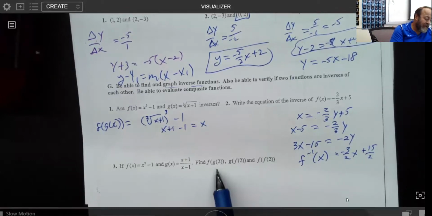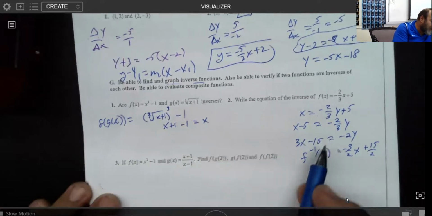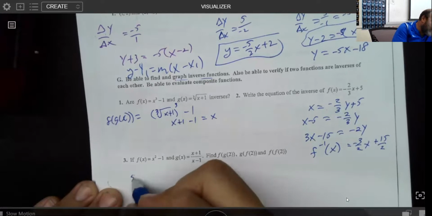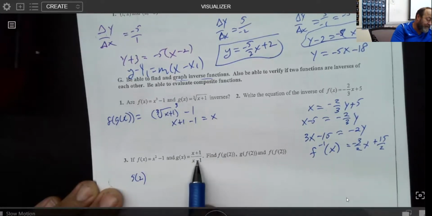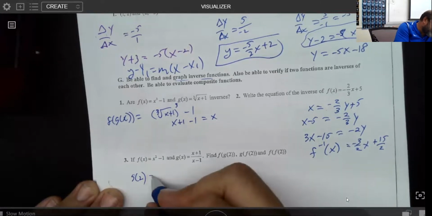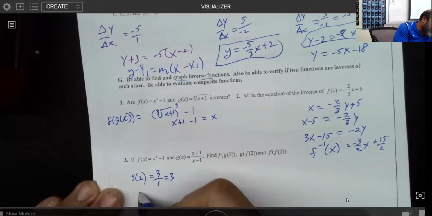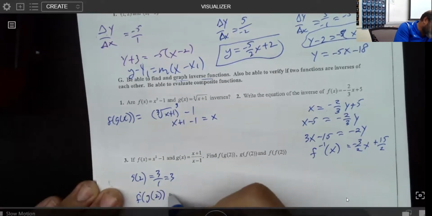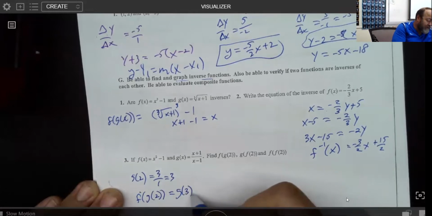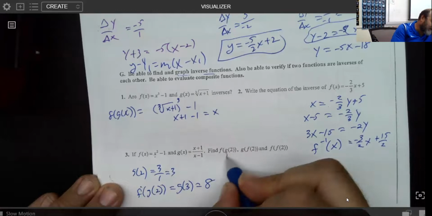And so sometimes people think f of g is the same as g of f, but I think you guys know better. So remember, g of 2 literally says, let's plug 2 into the original function. So g of 2 would be 3 over 1. And this says, let's take that and plug it into f. So f of g of 2 is really just f of 3. And if we plugged in 3, I'd get 9 minus 1, which is 8. So that's that first problem.